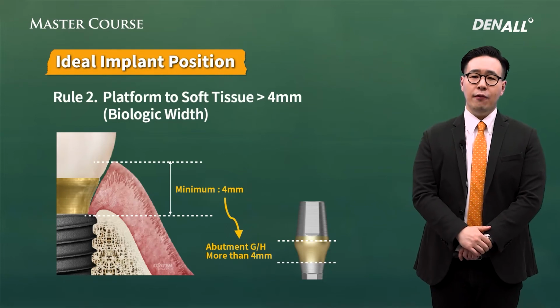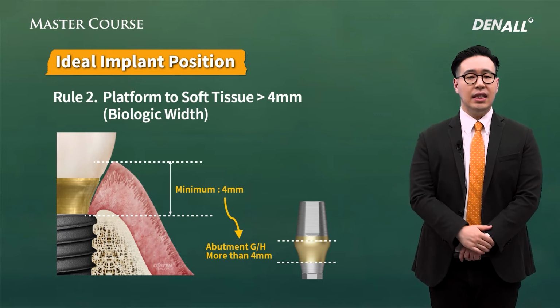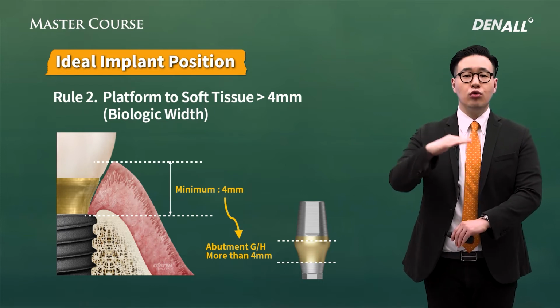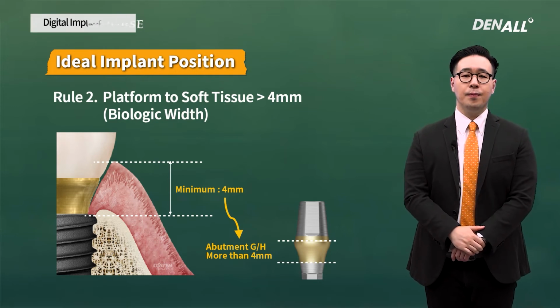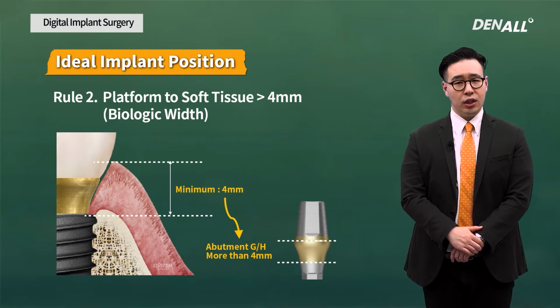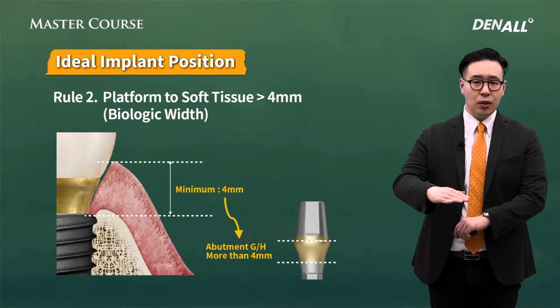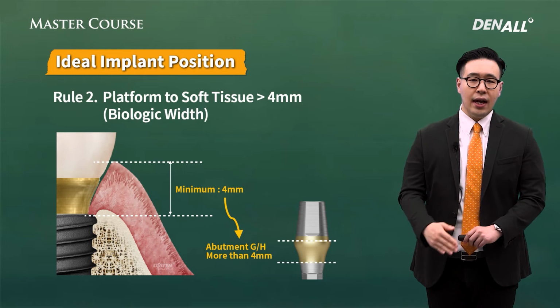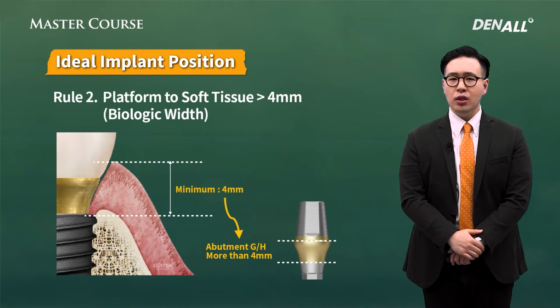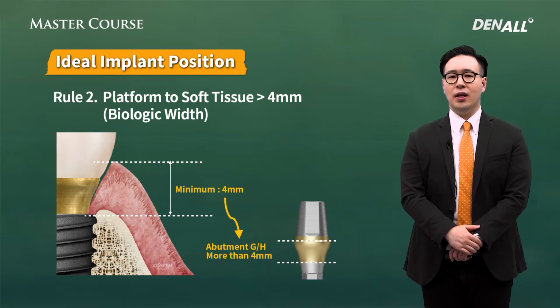Second, from the implant platform to the soft tissue surface, it should be at least 4 millimeters. That means the total tissue thickness should be 4 millimeters or more. More intuitively, if the soft tissue on the edentulous ridge is 2 millimeters, in that case, it should be placed at least 2 millimeters below the bone surface. Therefore, the biologic width of 4 millimeters should be secured to increase the clinical predictability.